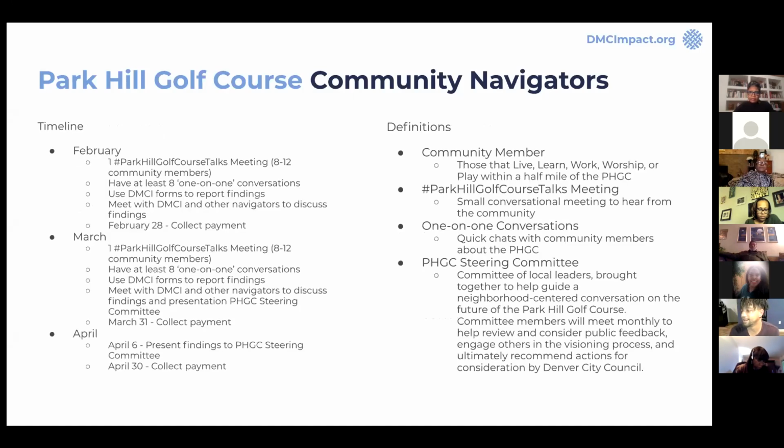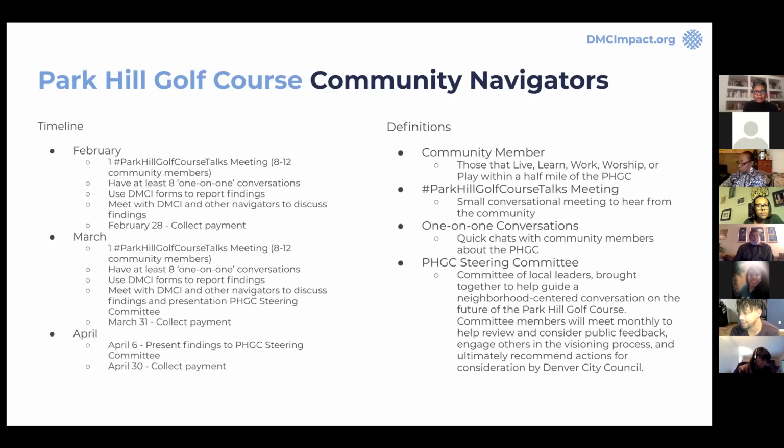I just want to give everyone a timeline of this first phase of the community navigator process. February, each navigator will have a Park Hill Golf Course talk done. The goal is to have at least 8 to 12 community members show up to those meetings. They also will have at least 8 one-on-one conversations with community members.